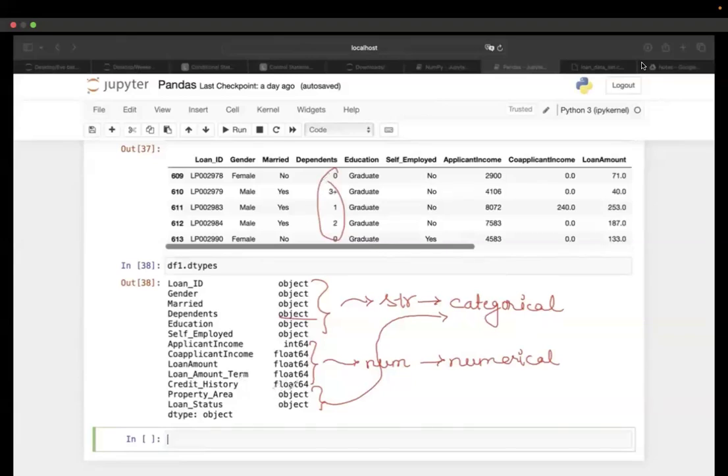Property area. Credit history is also float. Okay, so it is not string type of data. And that you can check and analyze for every feature. Okay, what data type it is carrying.